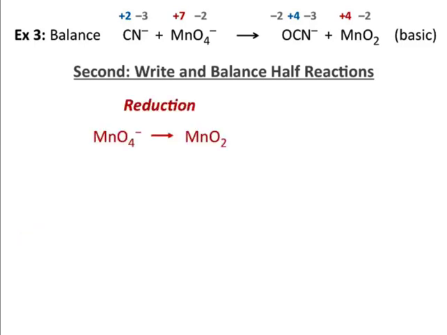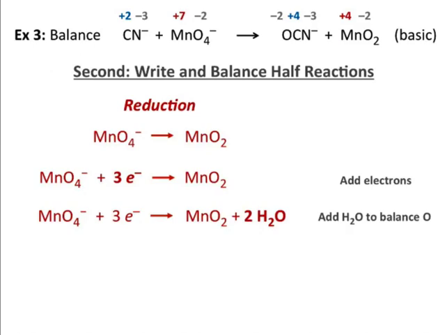Okay, now we need to do the reduction half reaction. Permanganate goes to manganese dioxide. And now each manganese is gaining 3 electrons to go from +7 to +4. So we put that in there. There's only 1 manganese. This reaction is balanced in terms of manganese, so now we need to just figure out the oxygen, and thus the hydrogen.